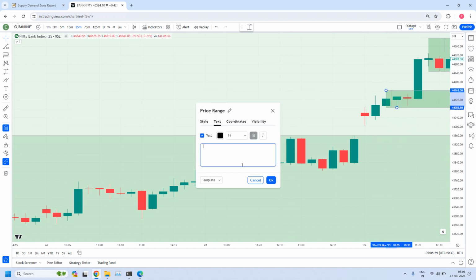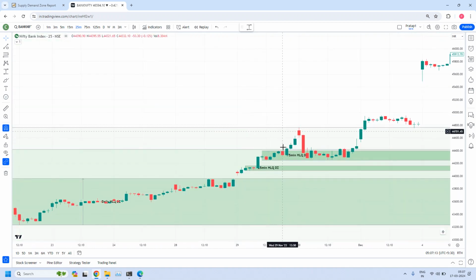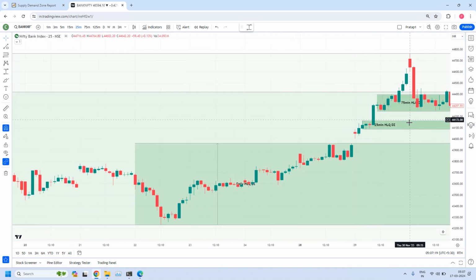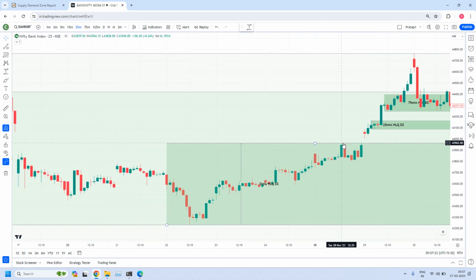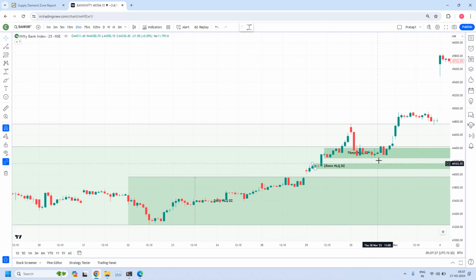This is a 25 minutes high liquidity demand zone. This is just below the 75 minutes high liquidity demand zone. See, generally, you know what happens? They will act as traps, bull traps or bear traps. That is the way institutions generally set up. But anyway, price is not here.